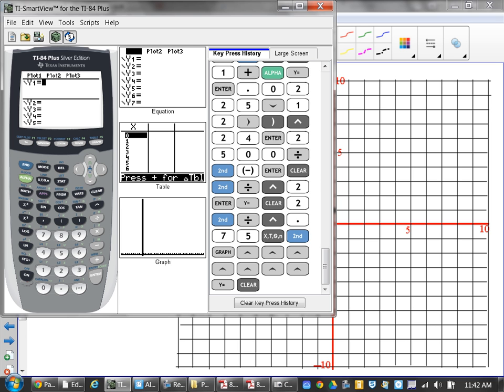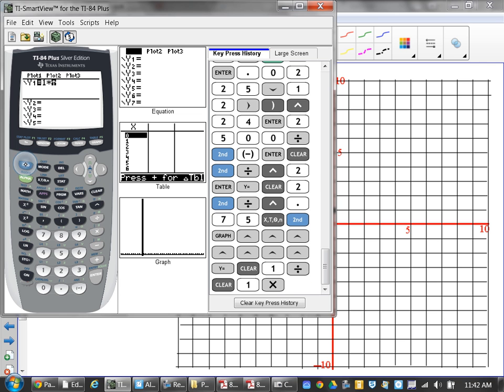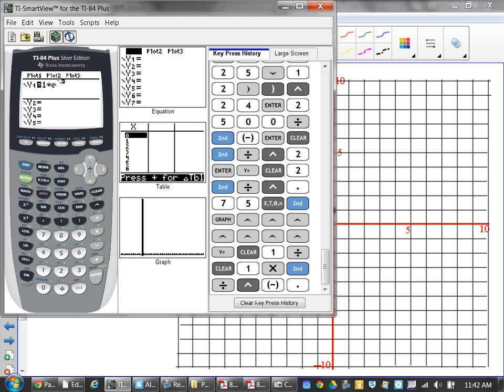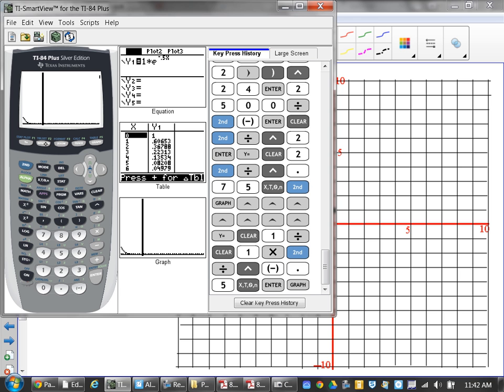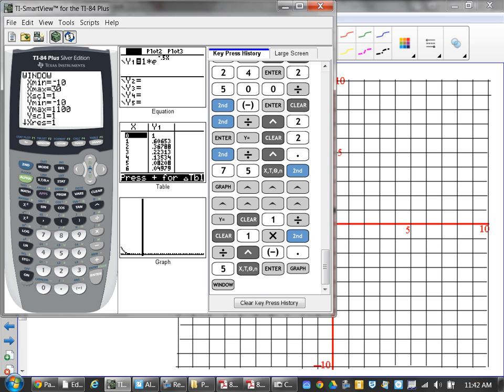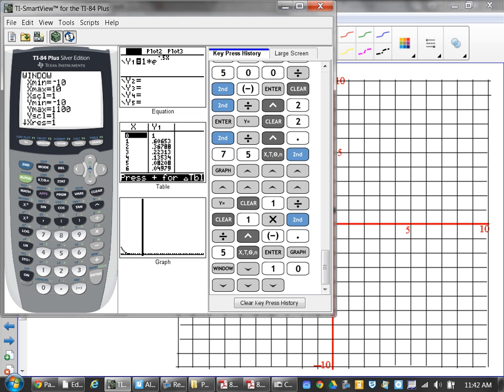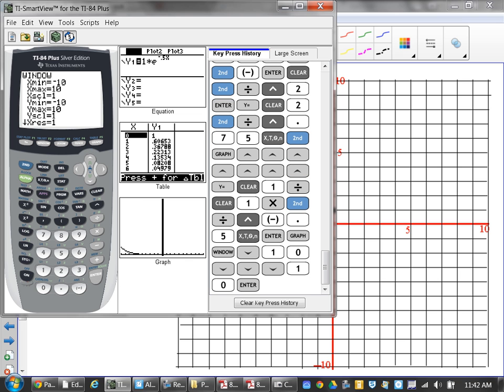So 1 times e to the negative 0.5. It's going like this. What do you do first? Your parent function. So is that the parent function? That's my parent function.